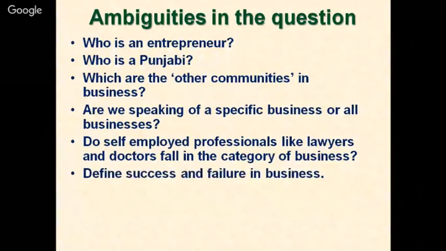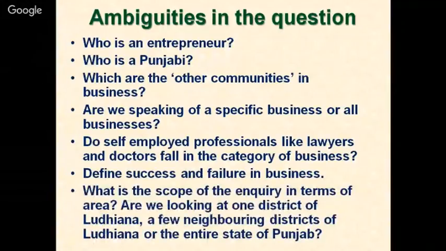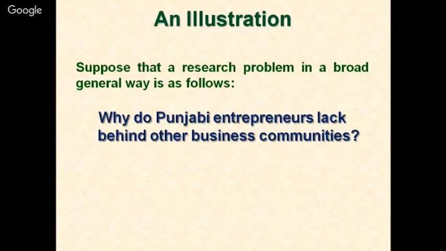Define success and failure in business. What is the scope of inquiry in terms of area? Are we looking at one district, Ludhiana in Punjab, a few neighboring districts of Ludhiana, or the entire state of Punjab? Because what was the problem? Why do Punjabi entrepreneurs lag behind other business communities?